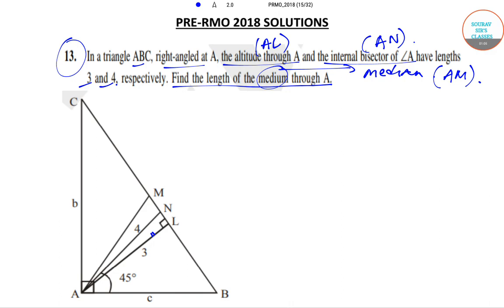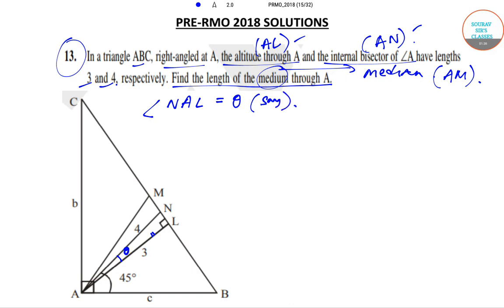Now here, the angle between AL and AN, which is the angle between the altitude and the internal bisector, we'll take as theta. Let me mention it over here, the angle NAL we'll take as theta, say. So this is the structure.